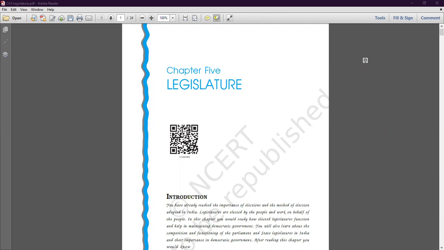In this class, we're going to discuss chapter number 5, Legislature, of Political Science first book, that is Indian Constitution at Work. As the name of this chapter suggests, the legislature is a very important organ of the government in a democracy. What is the role of the legislature? As far as India is concerned, what is the mechanism of legislature we have followed? What was adopted in our constitution? The bicameral legislature, the two houses of the parliament. What are the powers given to the legislature? That's what we're going to discuss in this chapter.